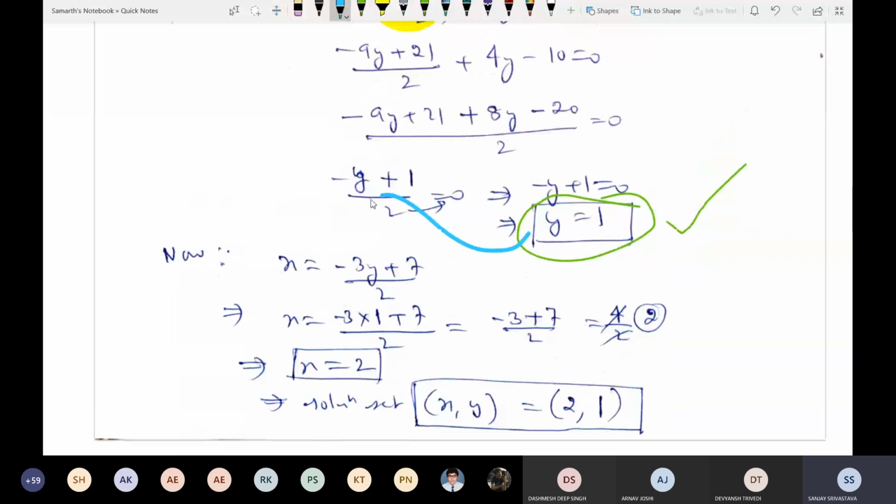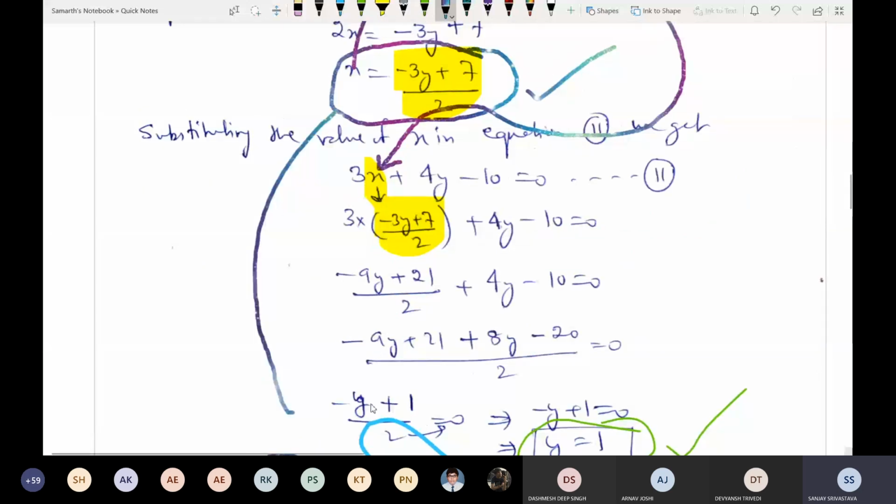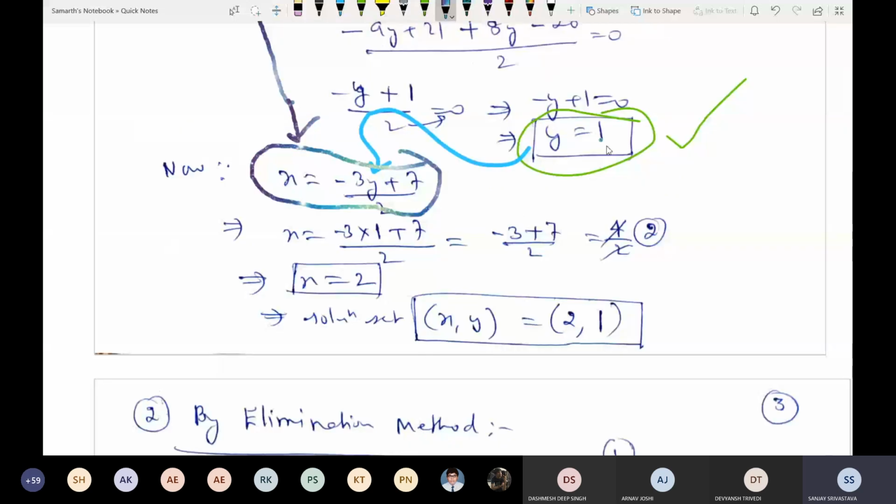Now you can substitute this value of y in the value of x. What was the value of x in terms of y? I have found x is equal to minus 3y plus 7 upon 2. So in this equation, we can directly substitute the value of y. x is equal to minus 3 into, in place of y, we write 1, plus 7 upon 2. When you simplify, minus 3 plus 7 upon 2 is 4 upon 2, which gives 2. So x is equal to 2.